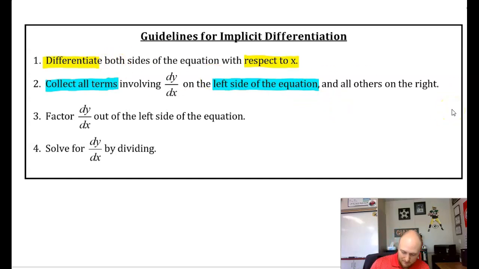Step number 3, factor out the dy dx. You're going to pull out dy dx, and then you're going to solve for dy dx by dividing by the rest of it, okay?